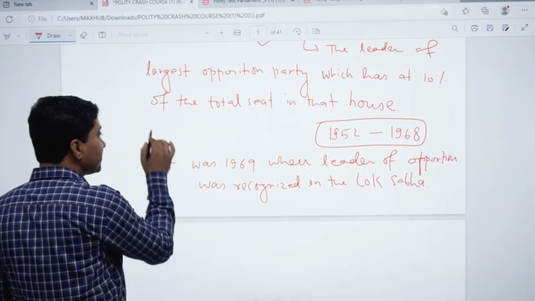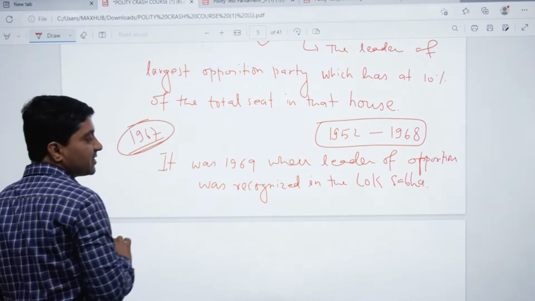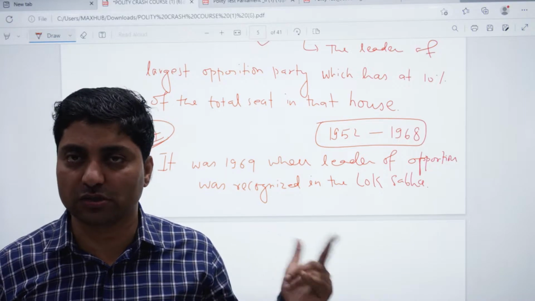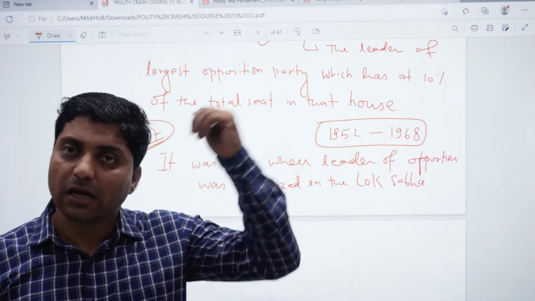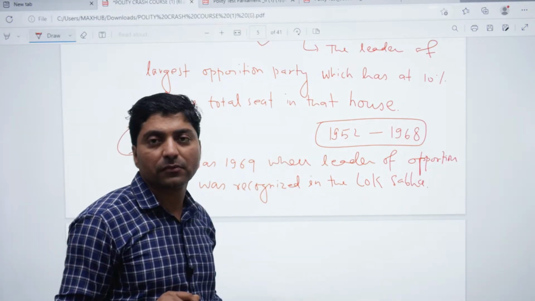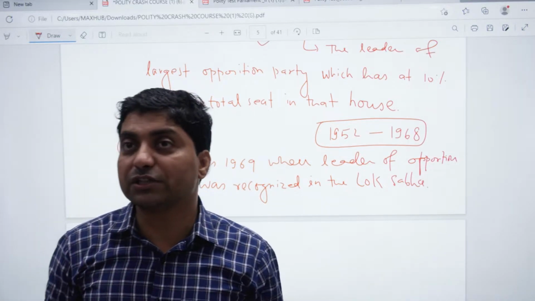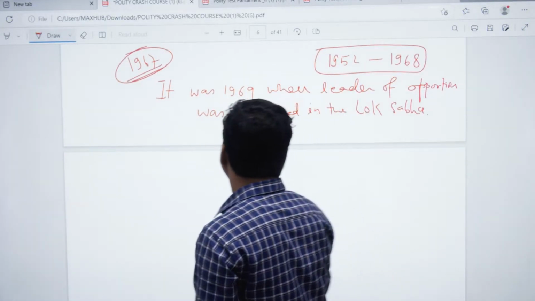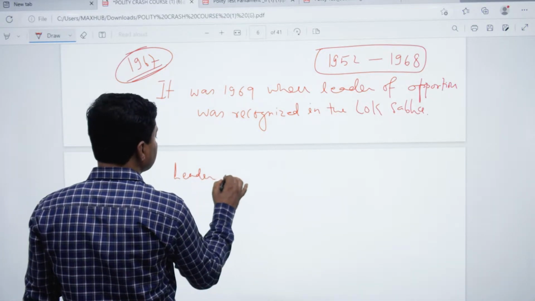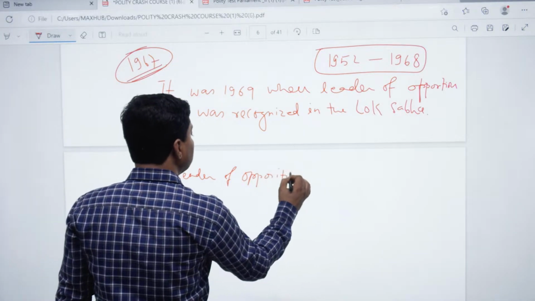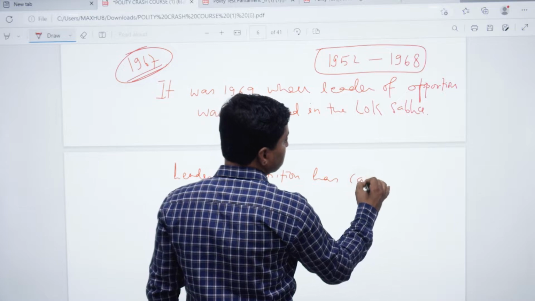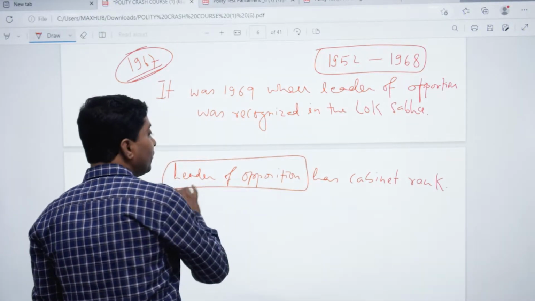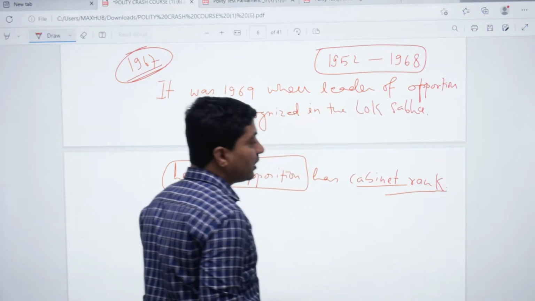Because in 1967 there was an election. And the party which had secured 10% of the total seats of the Lok Sabha acquired the leader of opposition position in the Lok Sabha. That is the leader of opposition. Now let me tell you one thing: the leader of opposition has cabinet rank. So the leader of opposition gets all the facilities of a cabinet minister.